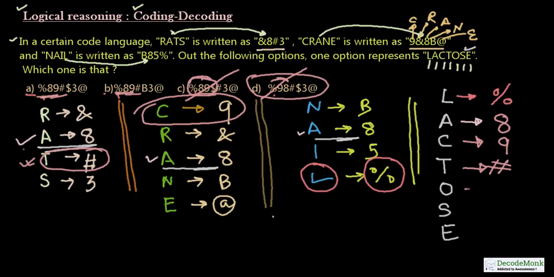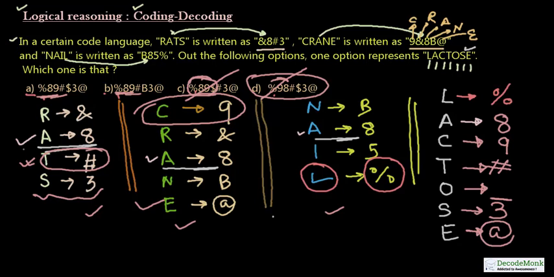Now let us see if there is anything for O. No, there is no O in these three words. So let us keep this blank. Next, move on to the next letter S. We have got one S over here, which is represented by 3. Let us write that down. Then the letter E is represented by at the rate. So you will write at the rate.